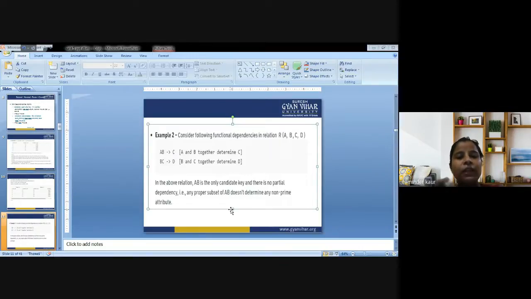Now there is a functional dependency that is being defined here. AB is deriving C, that is A and B together determine C. B and C together determine D. Now in the above relation, AB is the only candidate key and there is no partial dependency because AB combined is the candidate key. That is, any proper subset of AB does not determine any non-prime attribute. So that is why it is considered as the 2NF relation. Now, if you are having any query regarding the same, you can ask me.